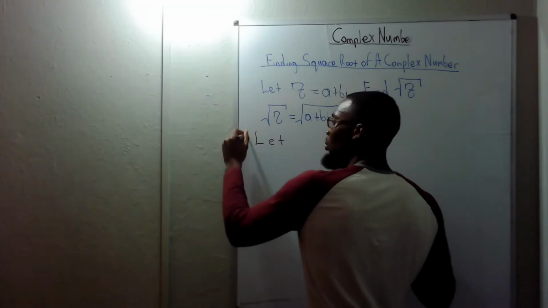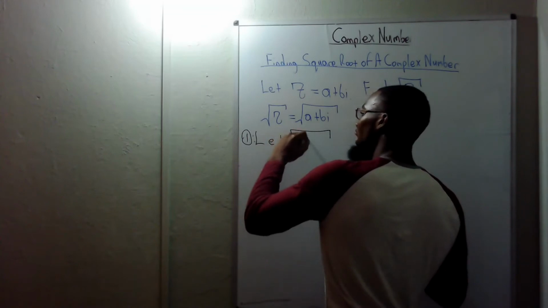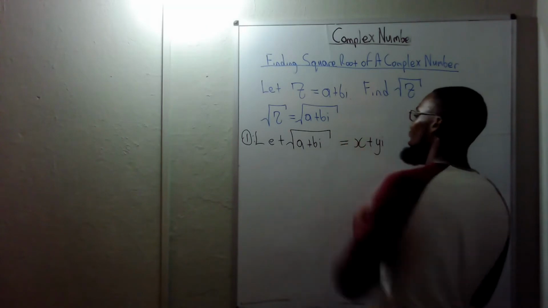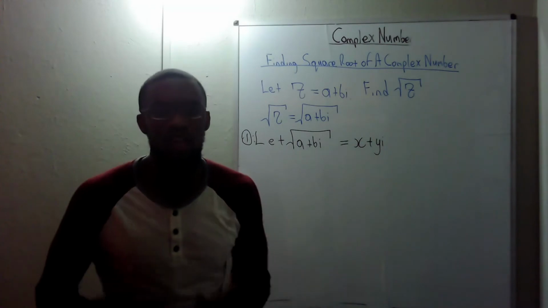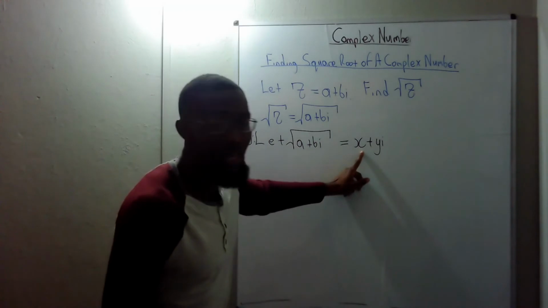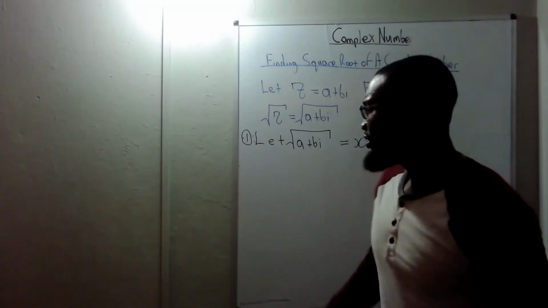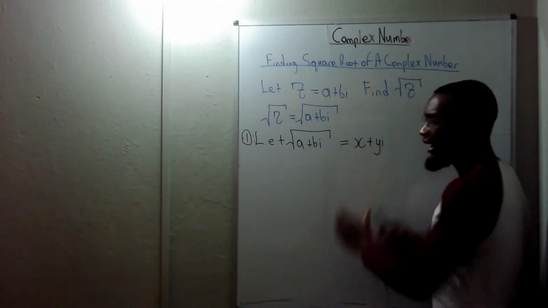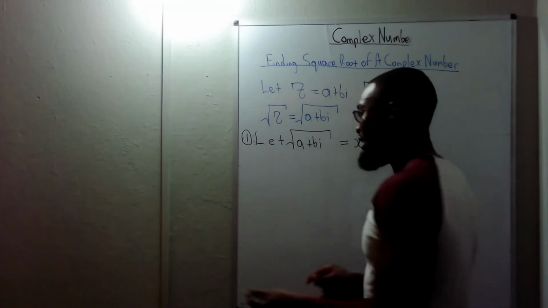let the square root of a plus bi be equal to x plus yi. That's the first thing. What we're initially saying is, when we square root a complex number, we're going to get a complex number. We just don't know what the real part is, or what the imaginary part is. So step 1, you let the square root of a plus bi be equal to x plus yi. That's step number 1. Step number 2 is to square both sides.